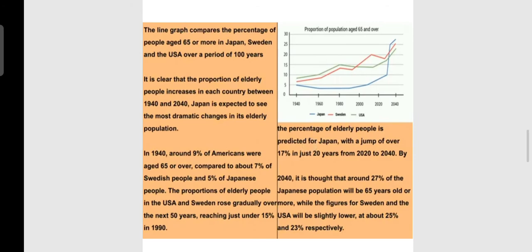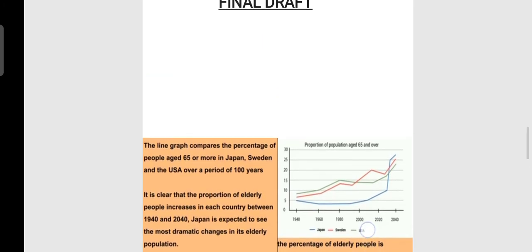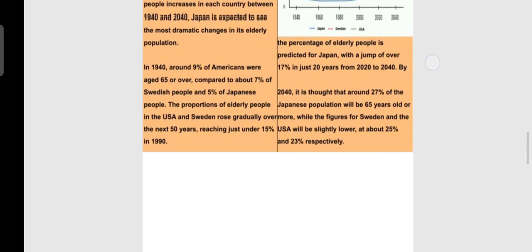Now this is the graph given, and we have to write all these sentences which we have already read. All these are written in a fair document. It is a fair draft that is prepared.